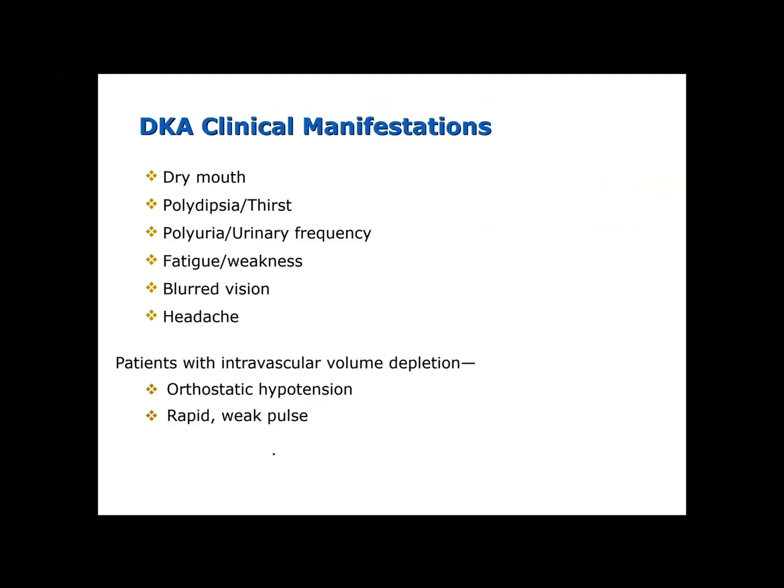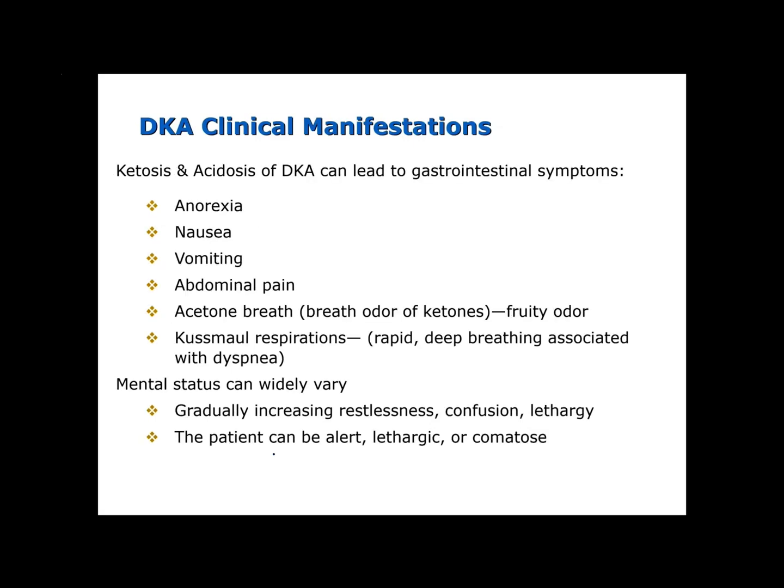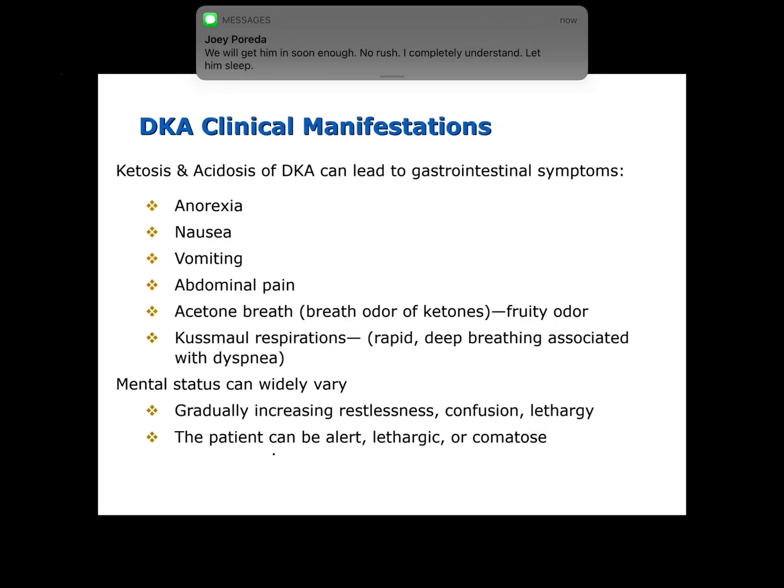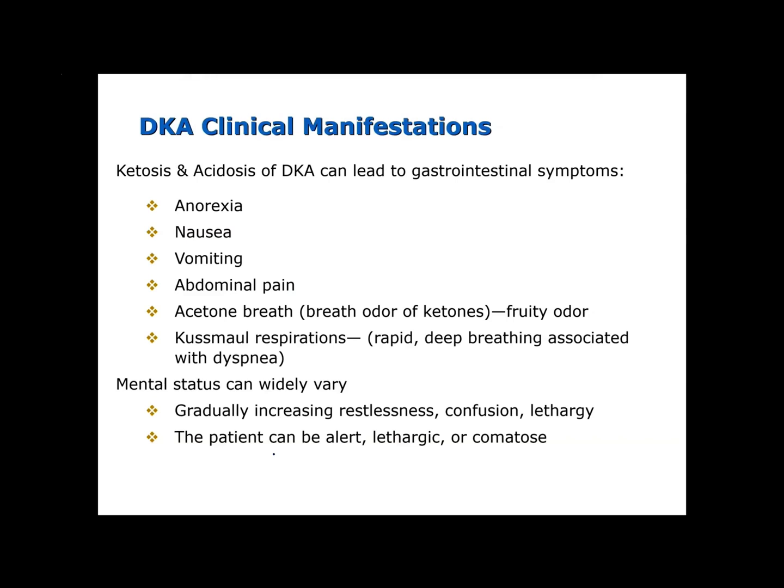So some clinical manifestations. We've talked about DKA: dry mouth, polydipsia, polyuria, fatigue, blurred vision, headache. And then as they become dehydrated, you're going to have orthostatic hypotension and a rapid, weak pulse, right? These are all things you would expect to see with someone who's dehydrated. The ketones and the acidosis of DKA can lead to GI symptoms: anorexia, nausea, vomiting, abdominal pain. We went over these with your metabolic acidosis.